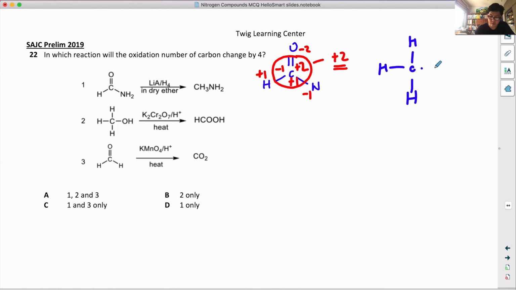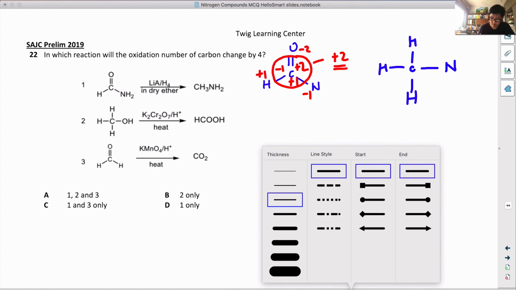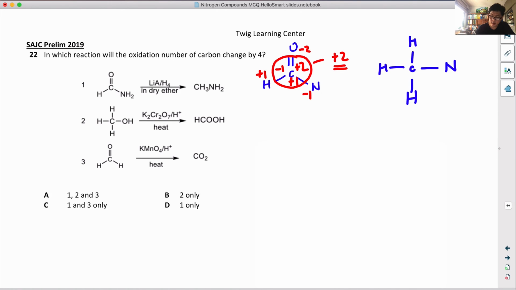Right, so I only actually have to look at around the carbon. That's good enough. Okay, so let's run through. Carbon is more electronegative than hydrogen, right? So -1 +1, -1 +1, -1 +1. Nitrogen is more electronegative than carbon, so it's a single bond, -1 +1. If you add all of them together, it will be -2. Can you see that? -2. So from +2 it dropped to -2.